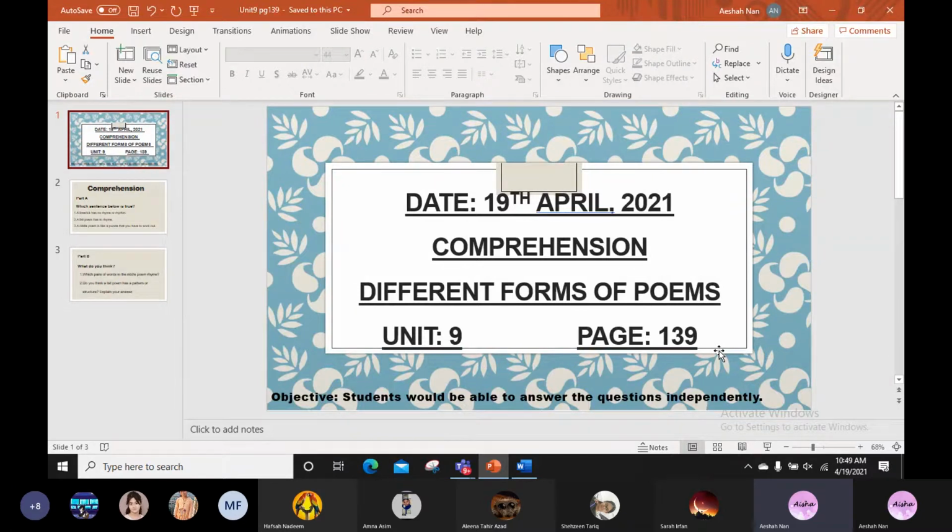So what is a list poem, girls? A list poem is a poem that uses a list structure. Very good. A poem that uses a list structure. So do you feel that, girls, is there any structure or pattern that a list poem follows? Yes, girls? Do you think a list poem has a pattern or structure?